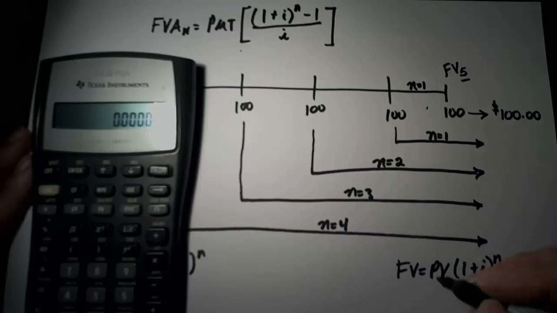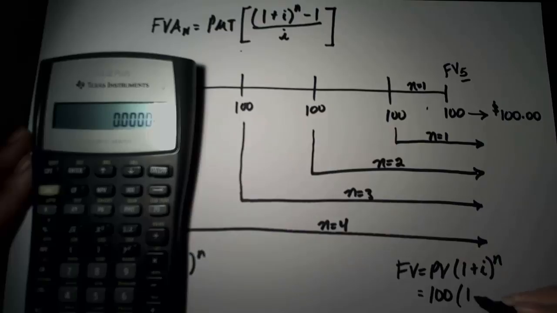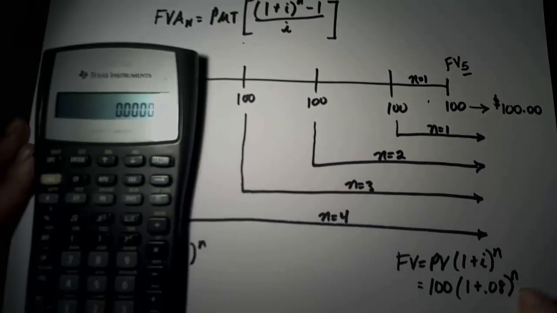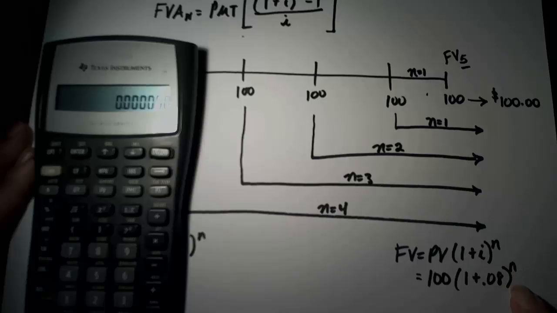Okay, so we know that the present value of each one of these payments is $100, and we know that the interest rate is 0.08. It's the n that we're going to be changing every time we work the problem. I'm going to move this up a little bit so we can see everything.